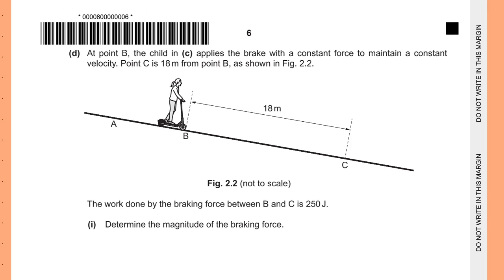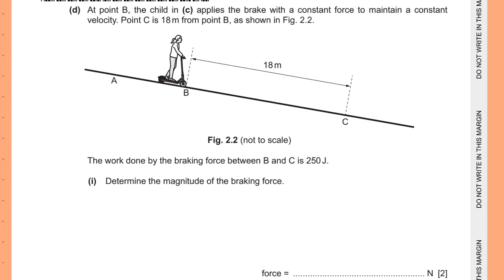At point B, the child in C applies the brake with a constant force to maintain a constant velocity. So previously the child was accelerating down the slope. Now she applies the brake in such a way that there is a constant velocity throughout. And point C is 18 meters from point B as shown. Work done by the braking force is given. Determine the magnitude of the braking force.